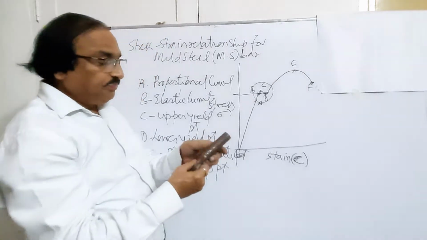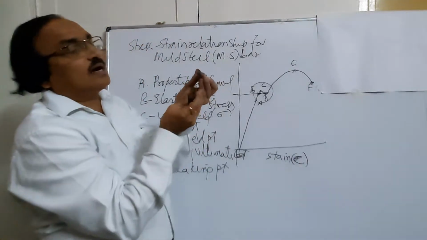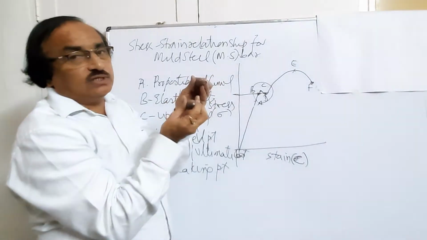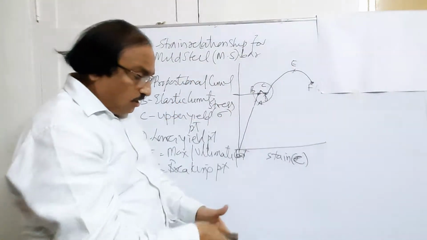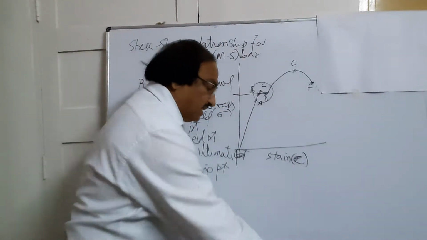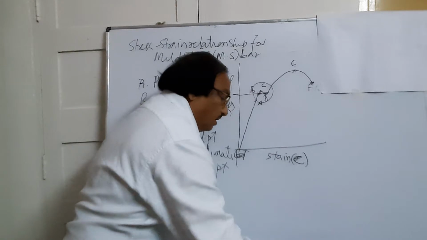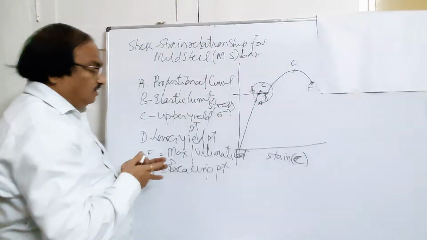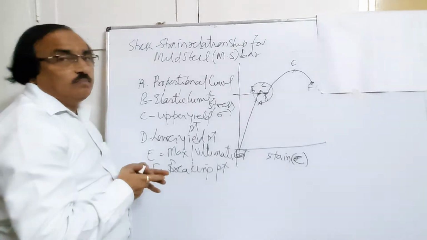Now here you see there is a cup and cone arrangement or neck formation in case of a mild steel bar. So these are the definitions that you will be seeing. It is regularly asked in the examination about drawing the stress strain diagram for the mild steel bar.